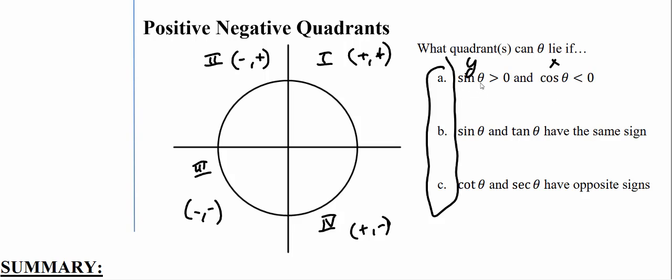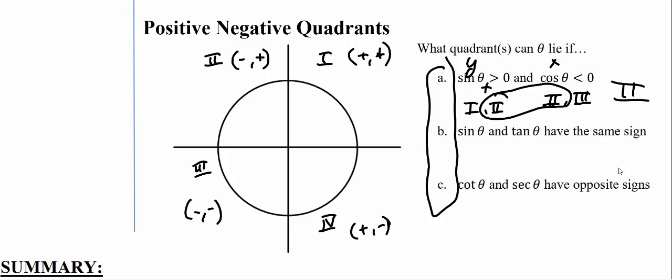Anyway, so sine of theta is greater than 0. That means it's got to be positive. So that means y is positive, which is in quadrant 1 and quadrant 2. Cosine of theta is less than 0, which is in quadrant 2 and quadrant 3. So where do they both have things happening? Sine of theta is greater than 0 and the cosine of theta is less than 0, both happening in quadrant 2. So that is your answer.